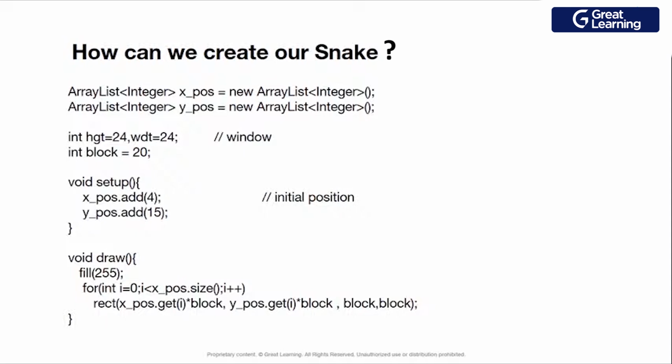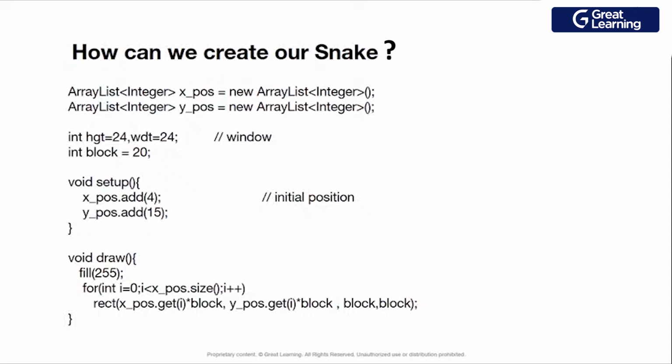For that we are going to use two array lists. Why have we created two array lists? If you talk about a single point, we have an x coordinate and a y coordinate. So for storing x coordinates we will use this array list, and for storing y coordinates we use this y position array list. Now the window height and the block: once we create the starting point of a snake, this block is the size of each block. Then we will include the setup function.